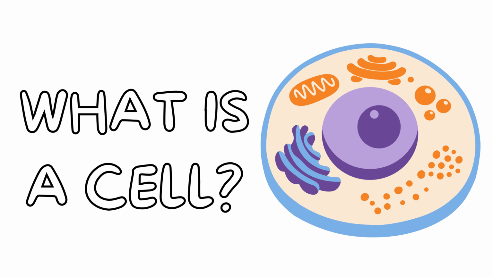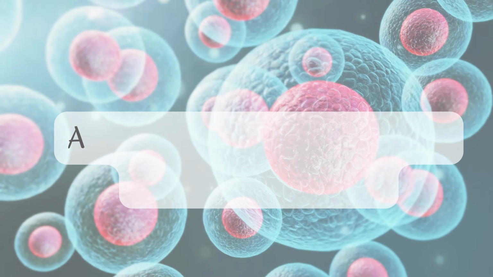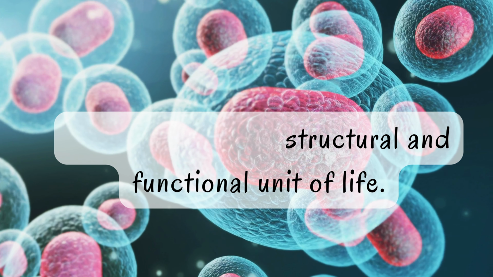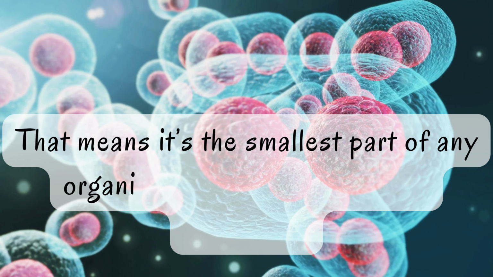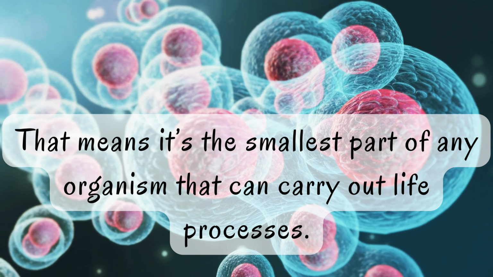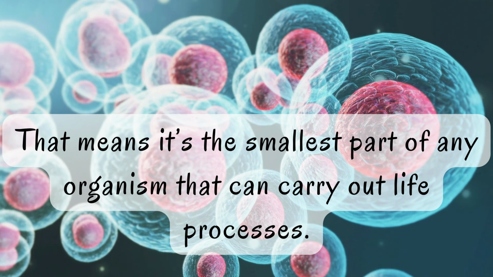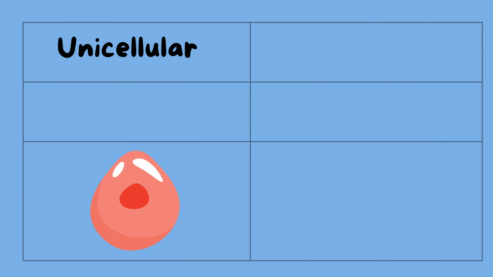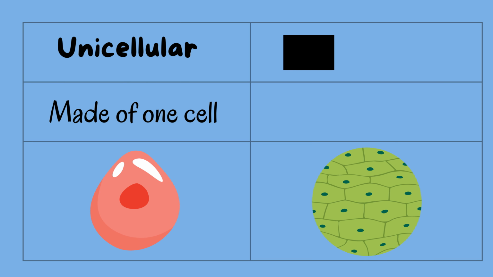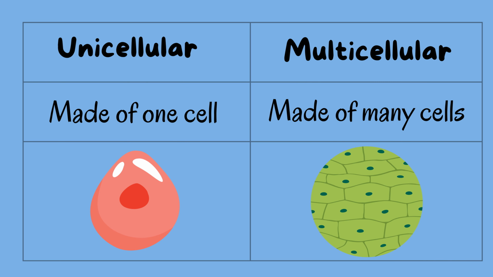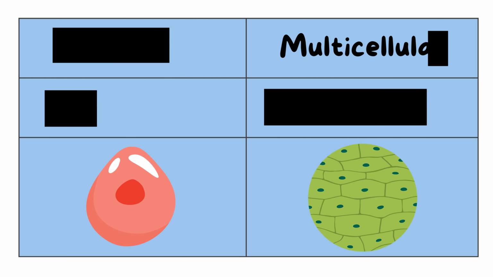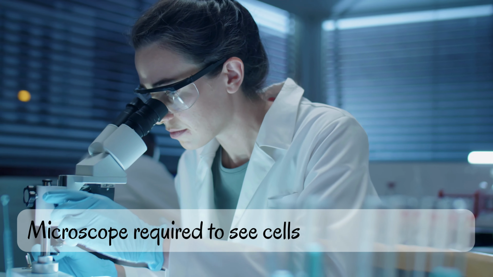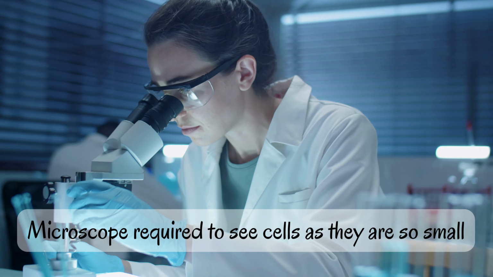What is a cell? A cell is the basic structural and functional unit of life. That means it's the smallest part of any organism that can carry out all life processes. There are two main types of organisms: unicellular organisms, made of just one cell, and multicellular organisms, made of many cells. Cells are extremely small, so small that we need a microscope to see them.